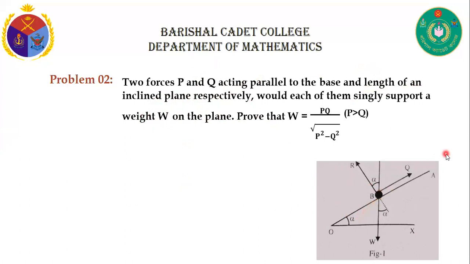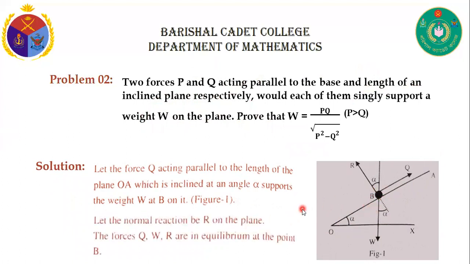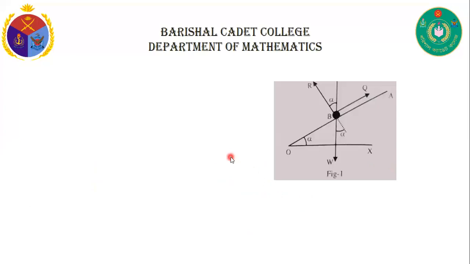First we say that Q is acting along the inclined plane, and makes angle alpha with OX line, and W the weight is perpendicular to OX, and here is alpha. So there is a reaction force, that is R, the reaction force. So there are three forces R, Q, and W. The three forces Q, R, and W are in equilibrium at point B. So now we can use the Lami's theorem.